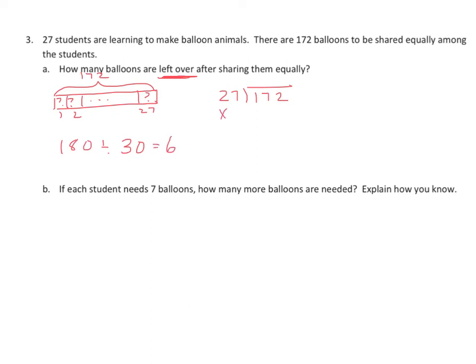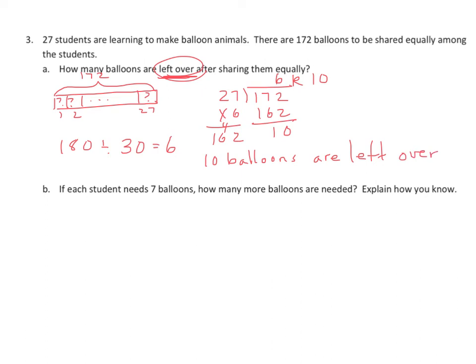Let's see how that works. I'll multiply 6 times the divisor, and I get 42. 12 plus 4 is 16, 162. Put my 6 in my quotient. I subtract, and I get a 10. So that's my remainder of 10. So how many are left over? 10 balloons are left over. Alright, not that bad. Let's go on to part B.